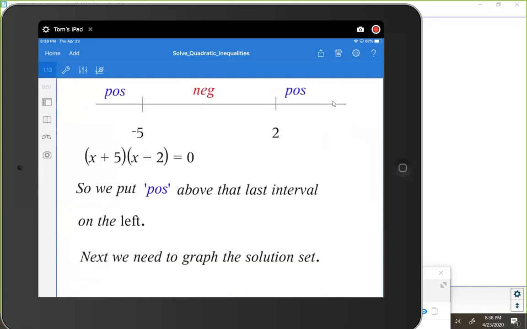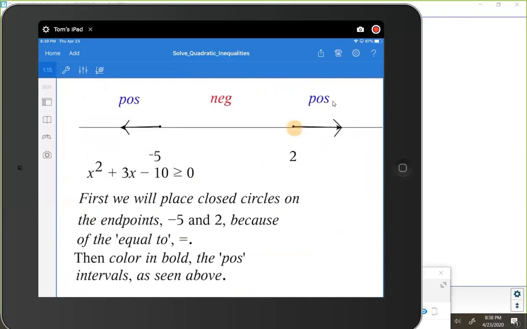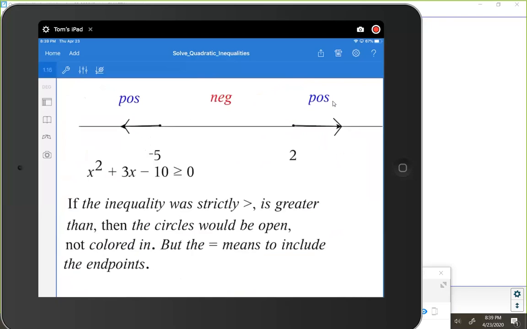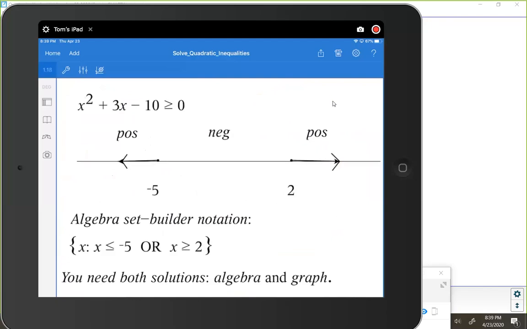I still need to graph the solution set. So we want to know where it's positive, so that's these two intervals. And we also want to include the endpoints because it says greater than or equal to. So we're going to have closed circles and the arrows going in opposite directions. That's our graphical solution. And of course, our numeric or algebraic solution is in set builder notation. The set of all x, such that x is less than or equal to -5 or x is greater than or equal to 2. We need them both.